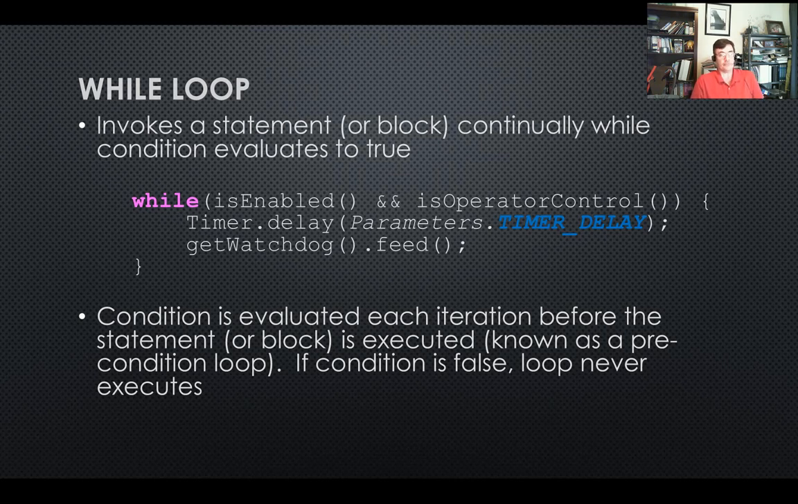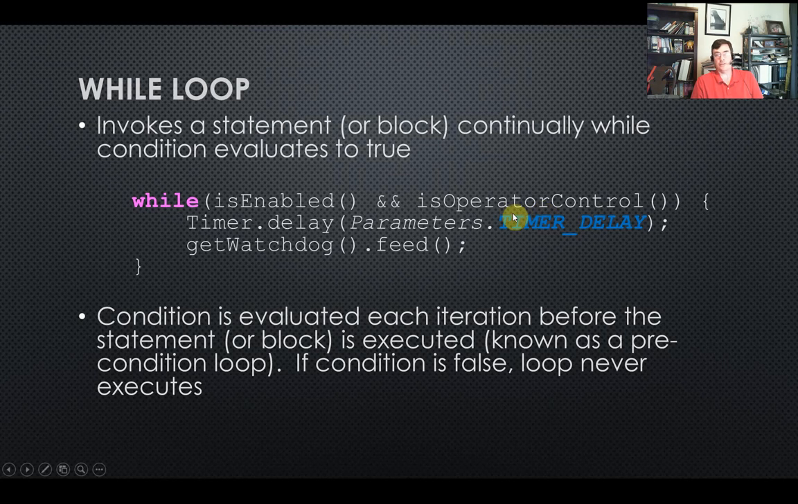Now let's look at an example. In this while loop, we're going to evaluate the expression is enabled and is operator control. Expressions are evaluated from left to right. So we evaluate the left-hand value of this AND operator, this logical AND, by invoking the is enabled. If it returns false, we skip over the loop body and we don't even evaluate is operator control. If it evaluates to true, because we have a logical AND, the right-hand value must also evaluate to true. So now we'll invoke is operator control and see if that returns true or false.